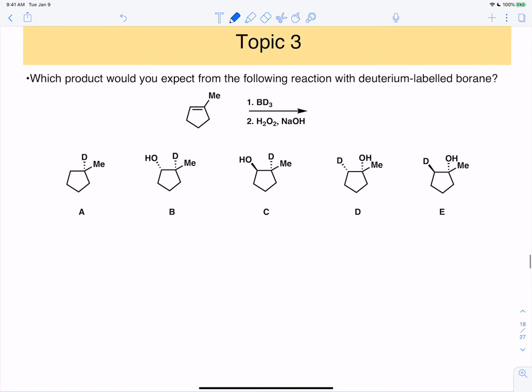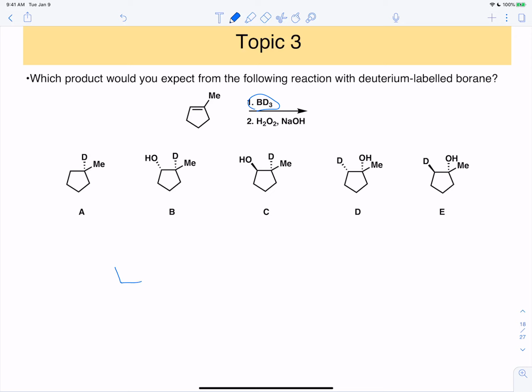Now this is going to be a bit of review from Organic 1, but it never hurts to go back and think about it some more. This is a hydroboration oxidation question, but we're using deuterated borane, so it lets us follow where this hydrogen goes a bit more closely. And this will help us to reinforce some of the stereochemical elements of the hydroboration oxidation reaction.